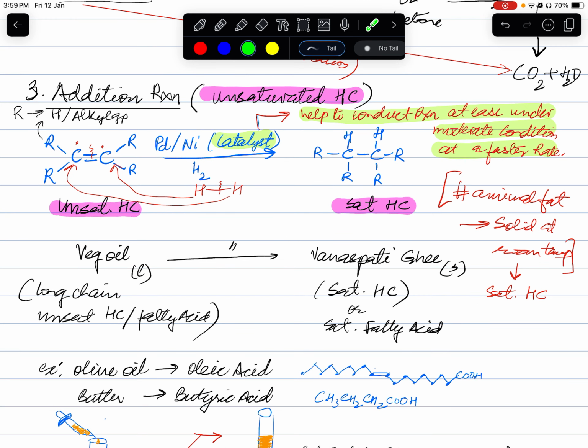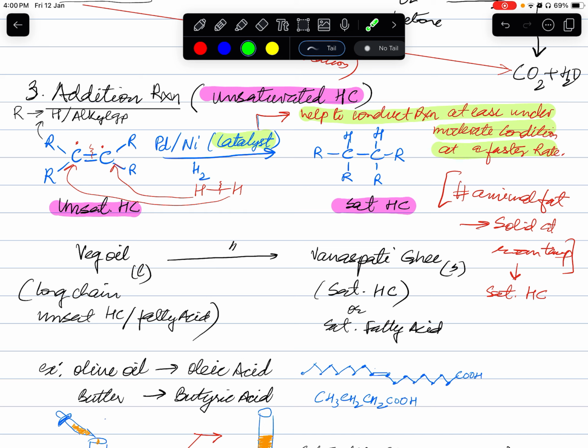This reaction plays a very important role industrially. Earlier, for cooking we used to have pure ghee, but nowadays vanaspati ghee or artificial ghee is also available in the market. What is ghee? You must have seen pure ghee also. Normally ghee is solid at room temperature. Okay, and why is ghee solid at room temperature? Because it is made up of saturated hydrocarbon. Saturated hydrocarbons are solid at room temperature, while unsaturated hydrocarbons are liquid at room temperature.